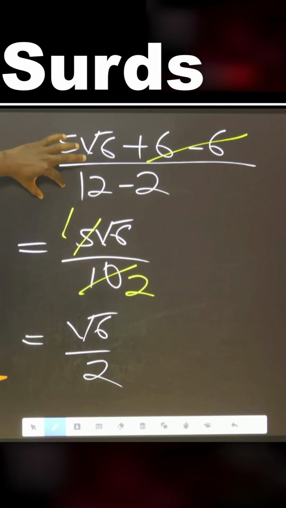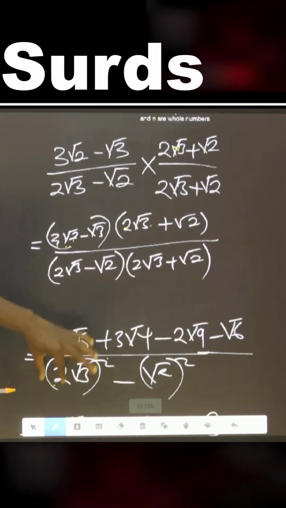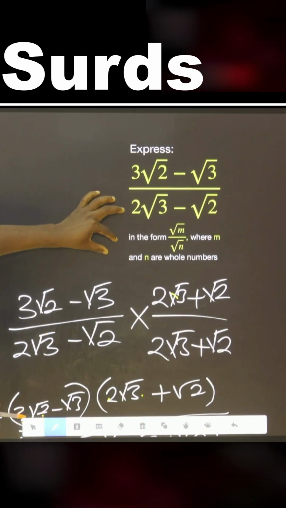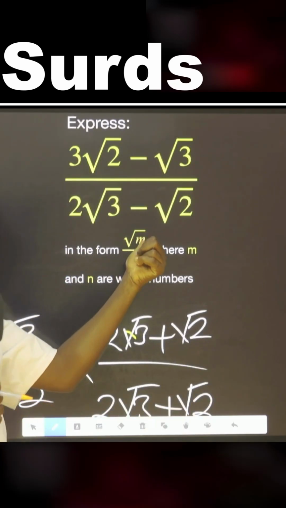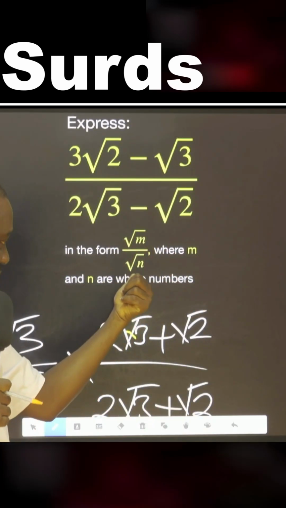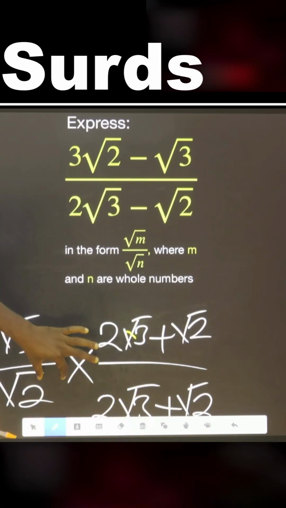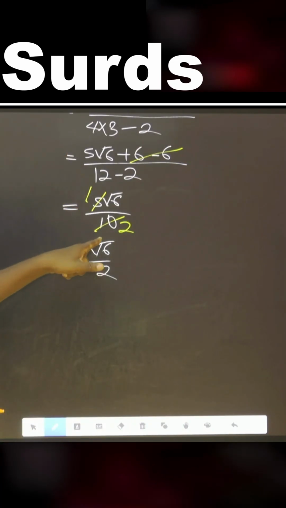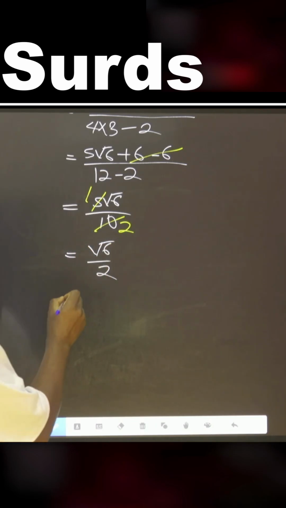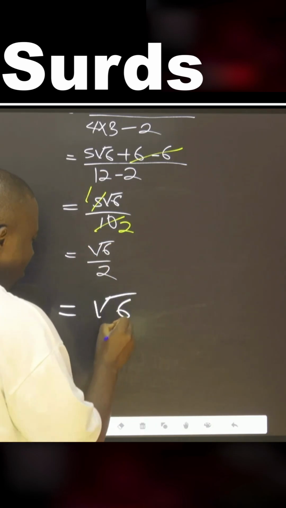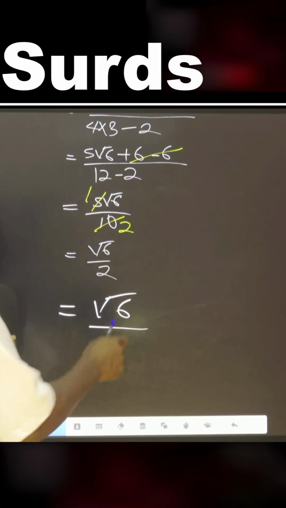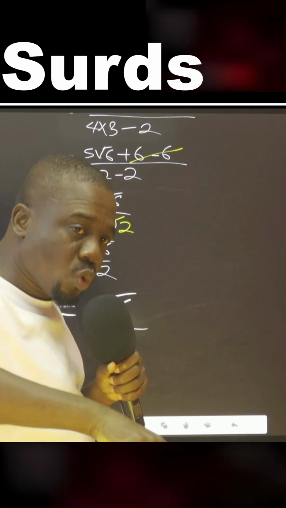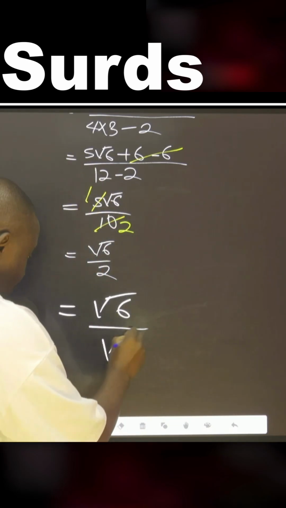Let's go back to the original question, because you must follow the question. This question, as you can see, it has a square root at the numerator, a square root at the denominator. But our solution only has square root at the numerator. Therefore, we say square root of 6. We want to convert this 2 to square root. And the square root we are going to get should still be 2. That is to say square root of 4.